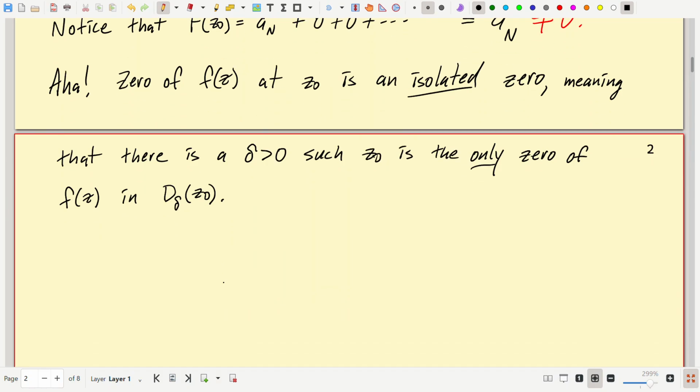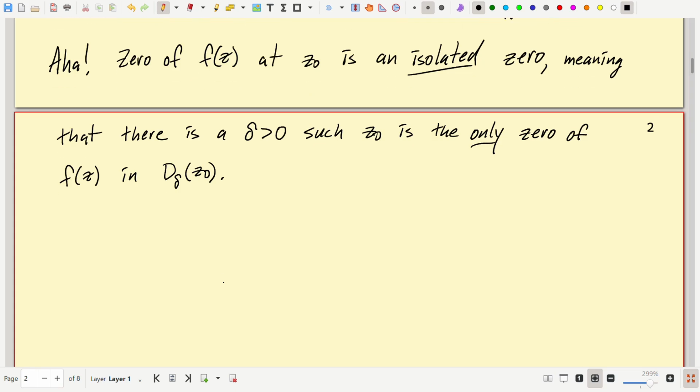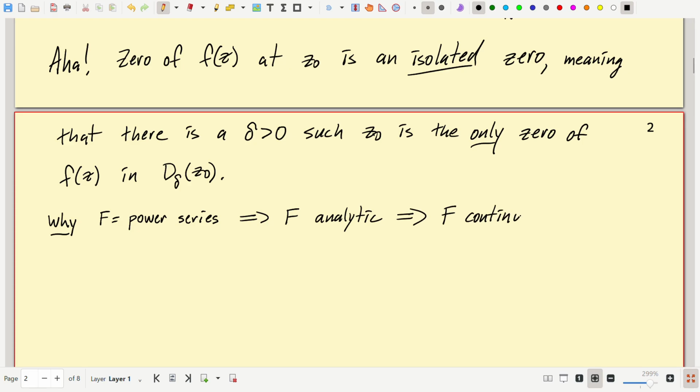Okay, so that's like polynomials. When you factor a polynomial, you see that the zeros are isolated. They don't pile up anywhere. Let's think about this some more now. Why is this the case? Since f is analytic, f equals power series, which implies capital F is analytic, which implies capital F is continuous. We know those facts.